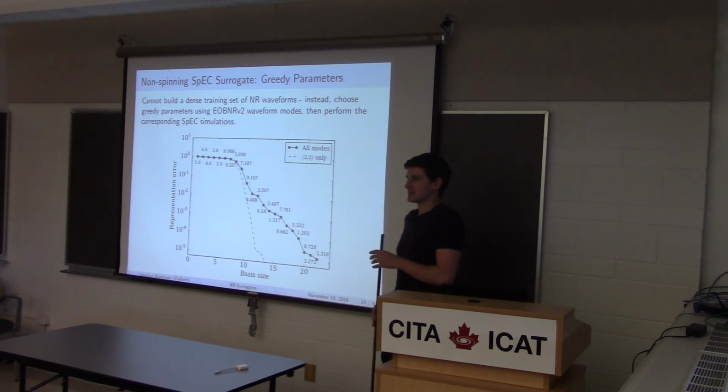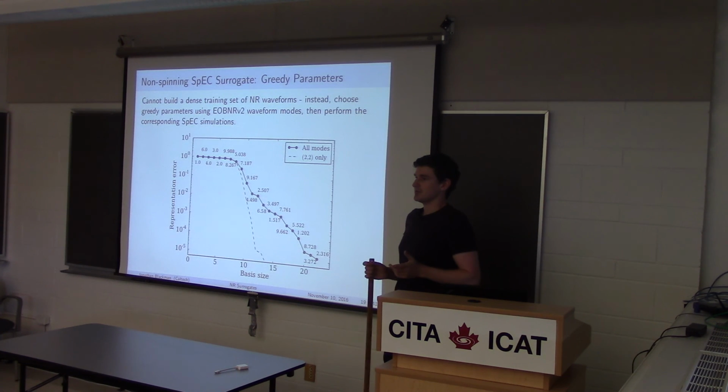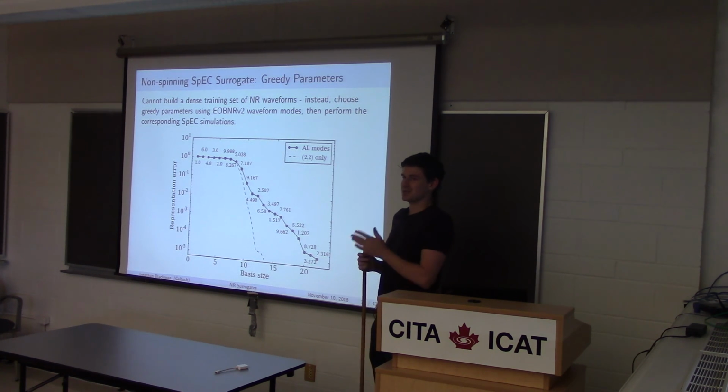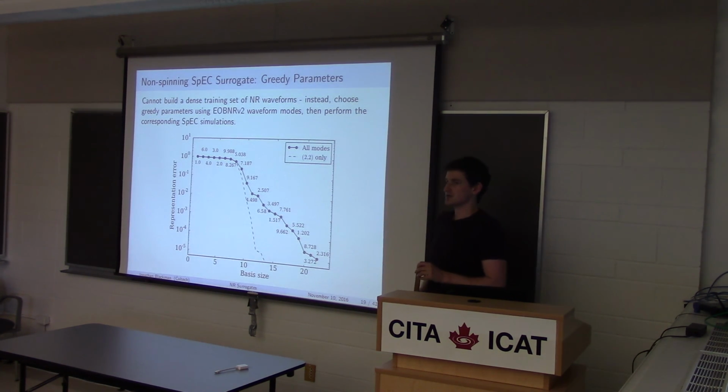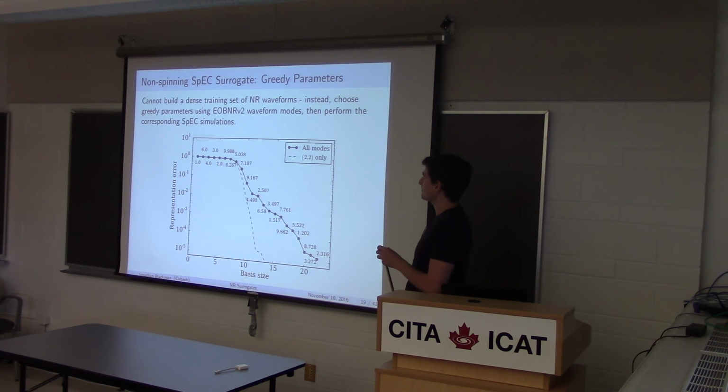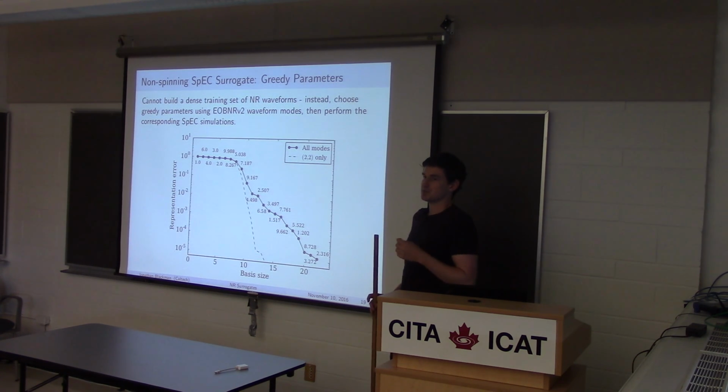So how did we choose the mass ratios for these 22 points? In the toy problem, we evaluated the projection error at all possible values of the parameter space. Of course, we don't want to do numerical relativity simulations at all possible mass ratios because that would defeat the purpose of what we're trying to do. So instead, what we did is we chose these greedy parameters using a different waveform model. We used effective one-body waveforms. And so this model was used purely to determine these greedy parameter points.